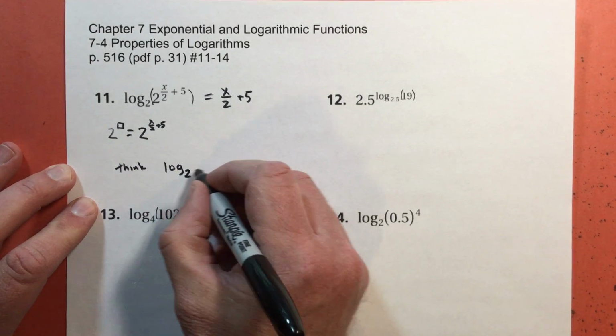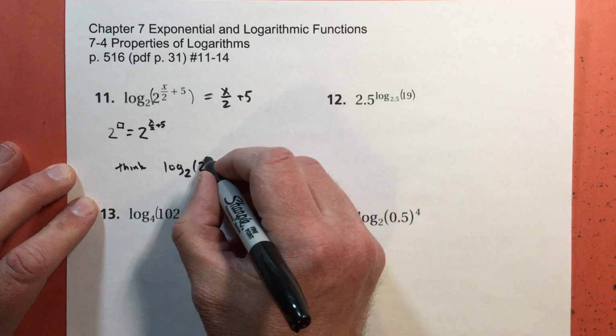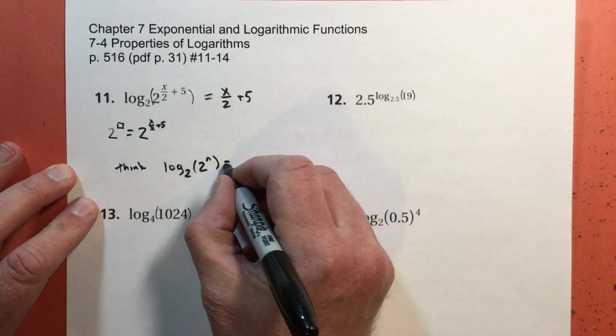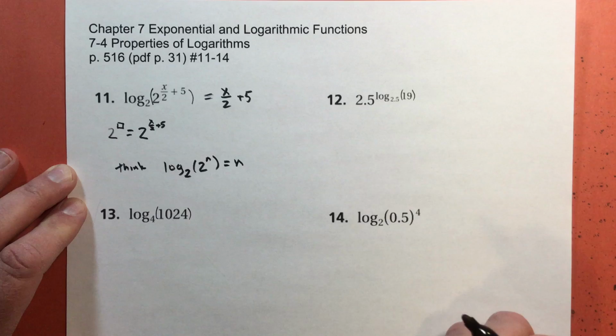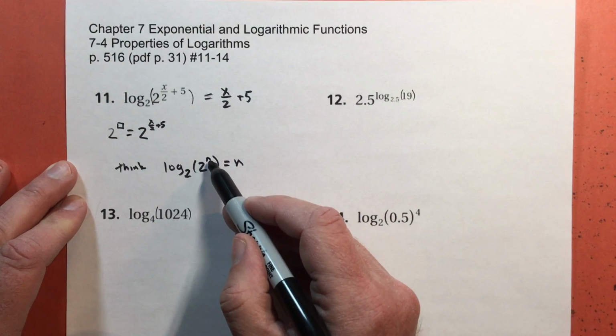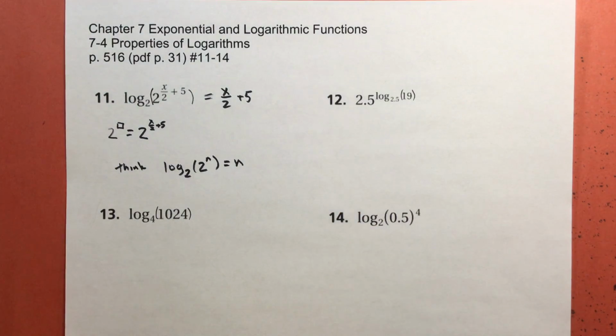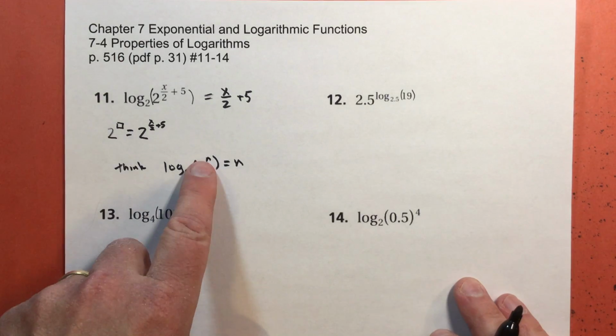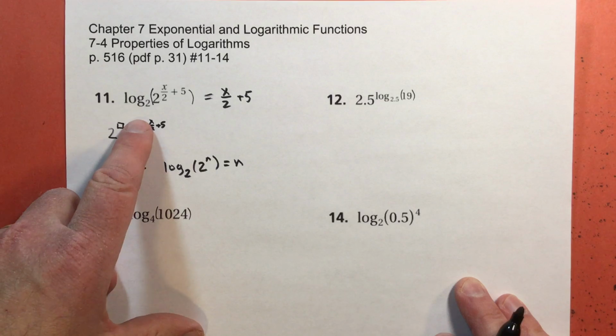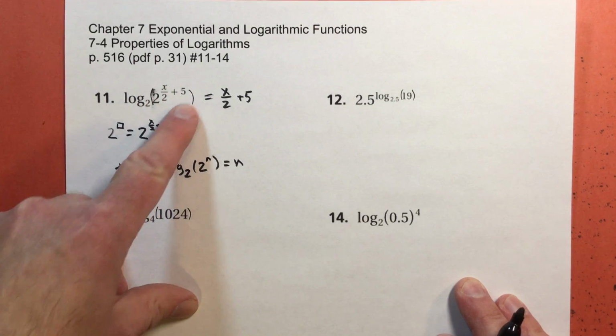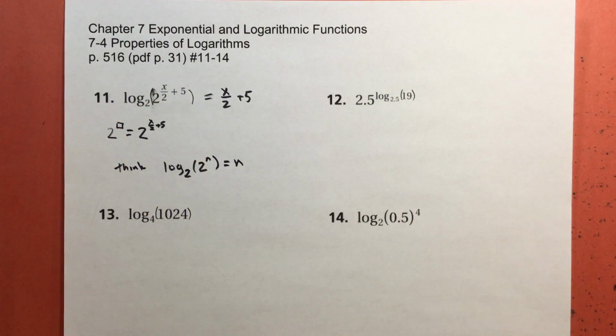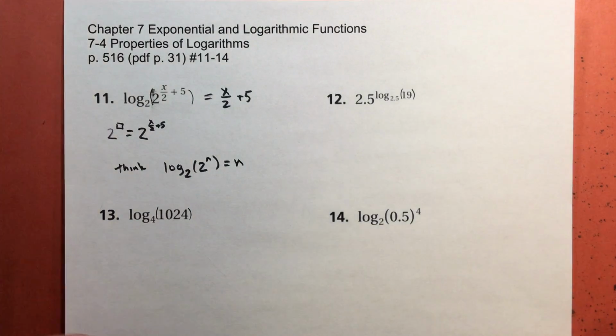Think of it this way. Log base 2 of 2 to the n power just equals n. That's all that it's doing. Whatever that exponent is, the logarithm is literally asking, what's the exponent? The exponent is n. So what's the exponent? The exponent is x over 2 plus 5. They're just being cute with x over 2 plus 5. Well, let's make it more complicated, right? You don't have to do that.